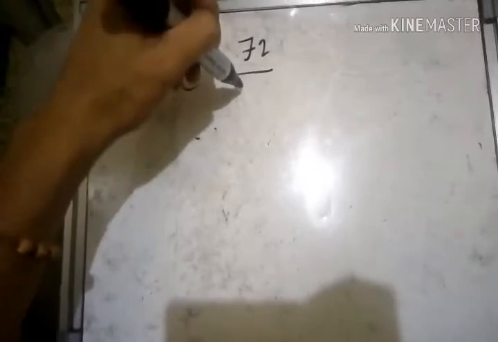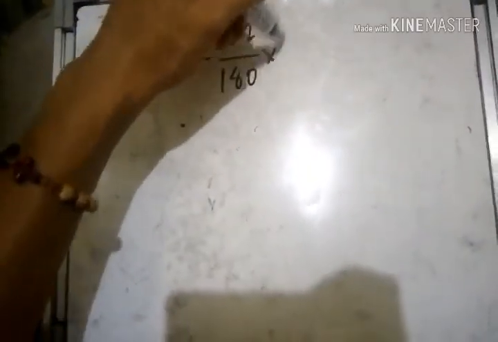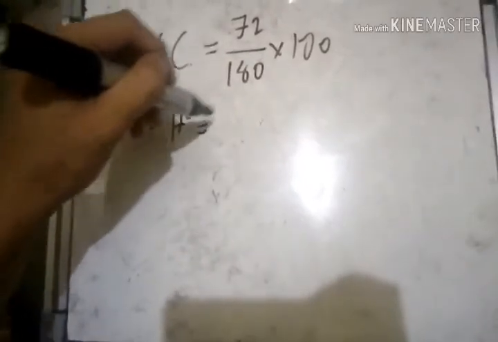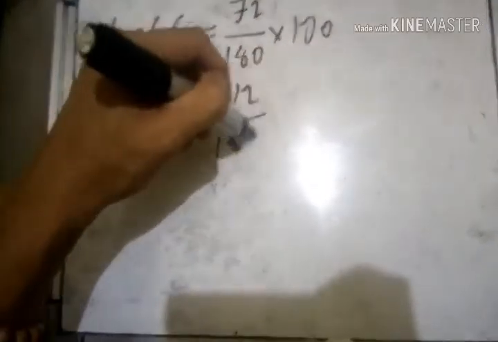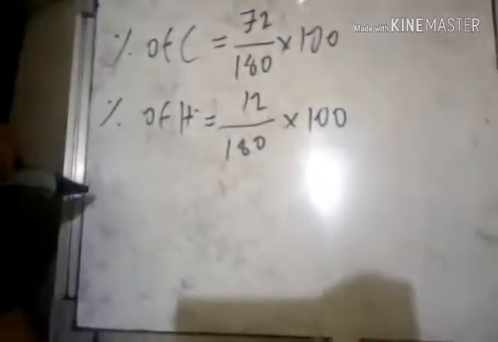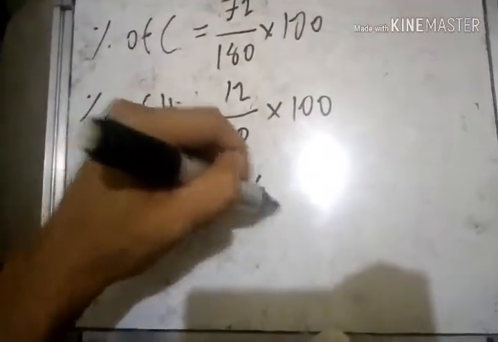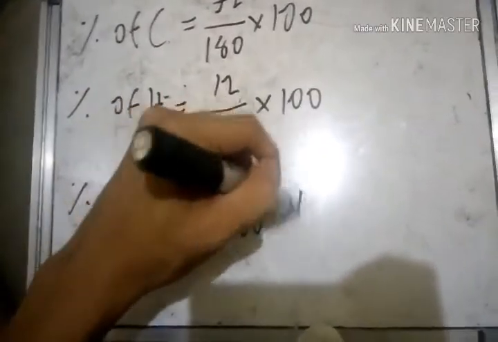Second step is to determine the percentage composition of each element. So first we have the percentage of carbon is equal to the mass number, which is 72 over the formula mass 180 multiplied by 100. Second, we have the percentage of hydrogen is equal to 12 over 180 multiplied by 100. And lastly, we have the percent of oxygen is equal to 96 over 180 multiplied by 100.